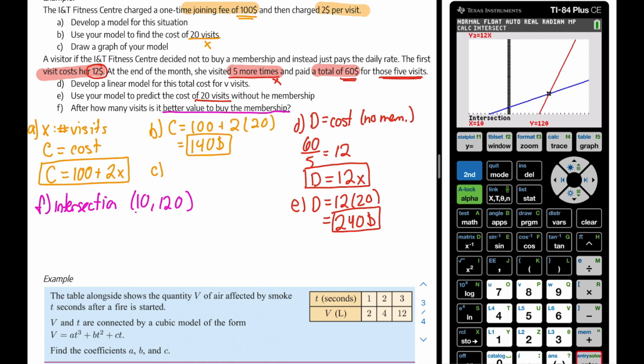Now the question asks, after how many visits it is better value to buy a membership? Well, at 10 visits, it's equal. It's the same if you do the membership or no membership. So what we're going to say is starting at 11 visits, this is going to be better.